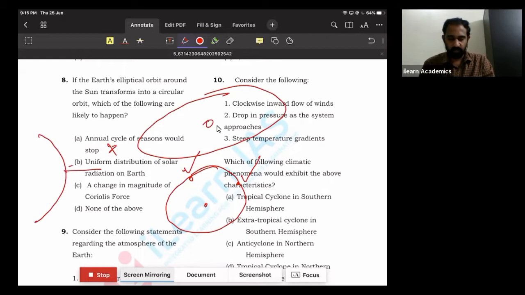So this is the equator. The region near the equator receives more sunlight compared to the region near the poles, so you can eliminate this. It has nothing to do with the elliptical orbit. Option C, a change in the magnitude of Coriolis force. Again, Coriolis force is due to the curvature, the spherical shape of Earth, and due to the rotation. So we can eliminate option C also. Answer is option D, none of the above.